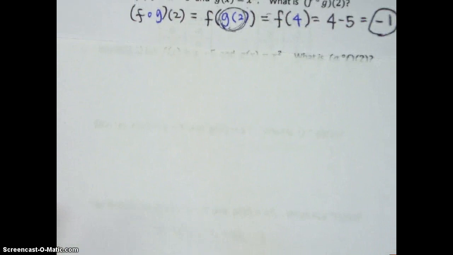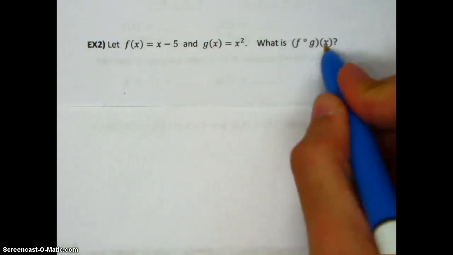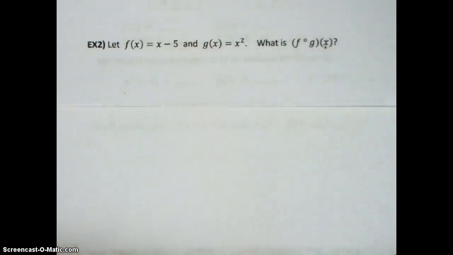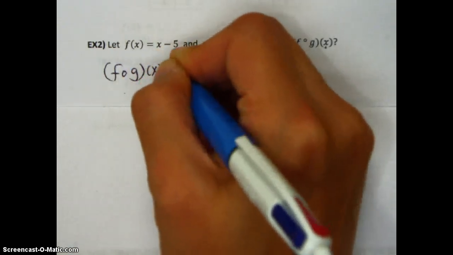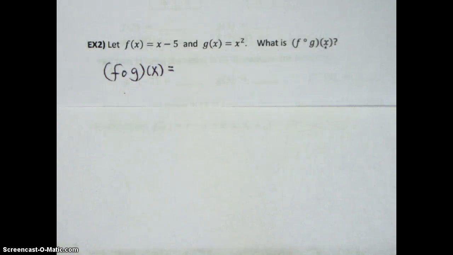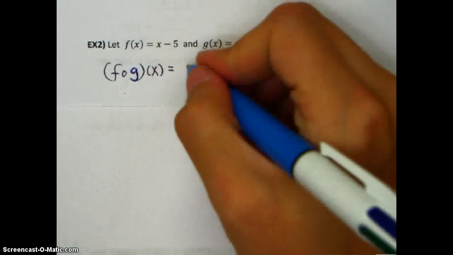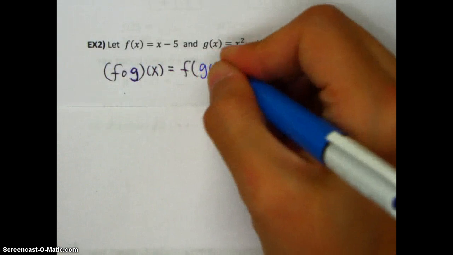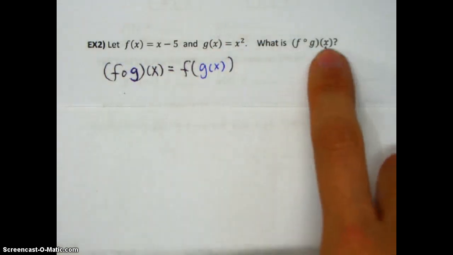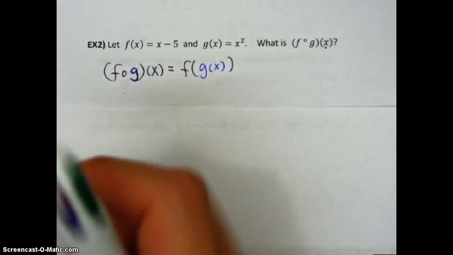Okay, now we're gonna do the second example, which is almost the same, but a little bit different because it has X instead of a number. Now we're just gonna do the same thing. When you have F composite G of X, you write the first part, and the second part goes inside, so that will be G of X. Because that was an X, if that was a number, I would plug in a number, but this was an X, so I would just go with G of X.